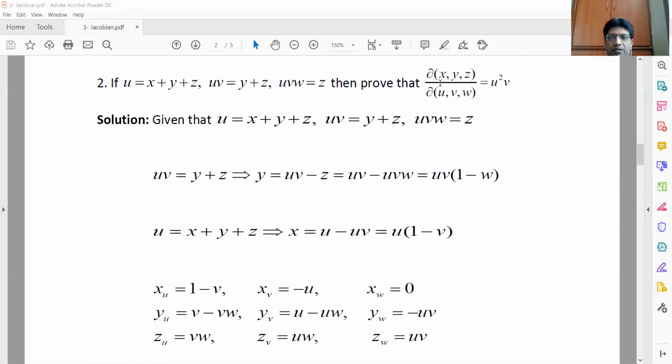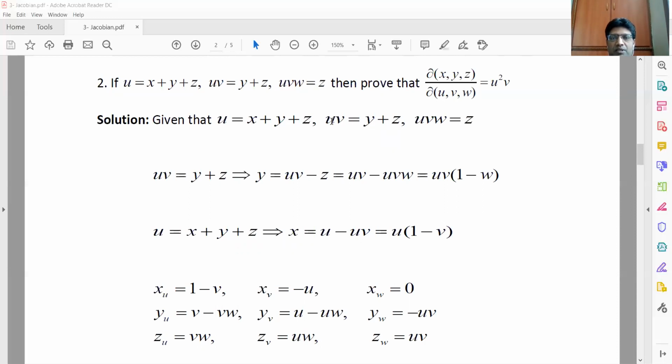So what I require is the Jacobian of x, y, z with respect to u, v, w. That means I require x, y, z in terms of u, v, w. Here they have given u, uv, and uvw. z is available directly in terms of u, v, w. Similarly, I have to calculate y in terms of u, v, w, and x in terms of u, v, w.